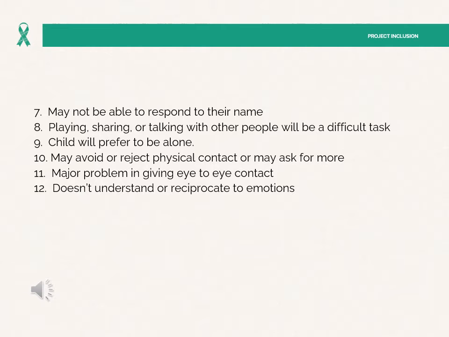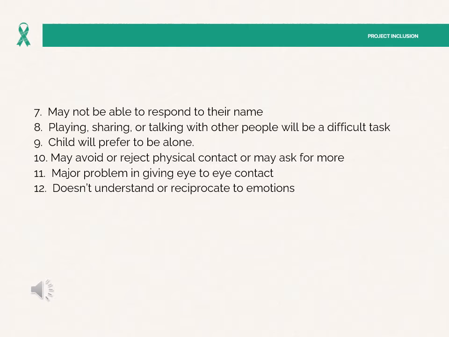Seventh, they may not be able to respond to their name. For example, if I try calling a child by name n number of times, it's still possible that the child will not even respond to your question nor to the instruction given to the child. Eighth, playing, sharing, or talking with other people will be a difficult task.